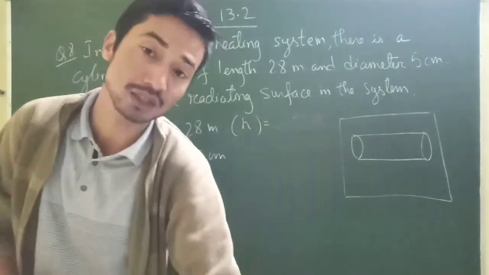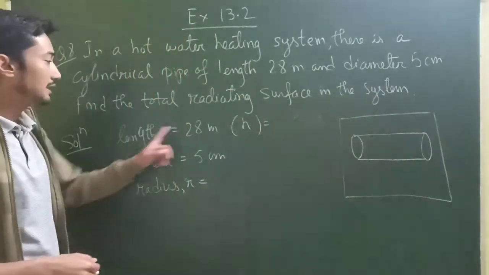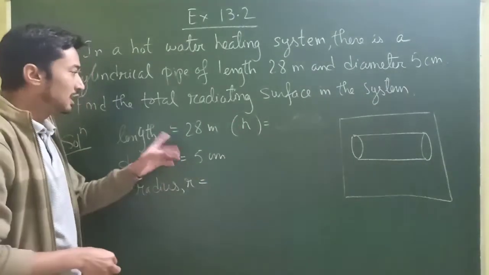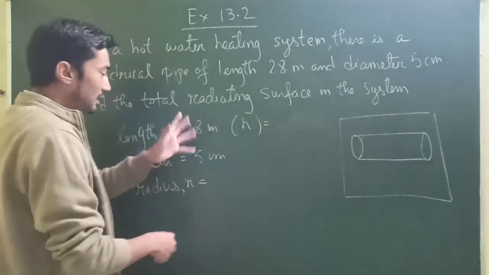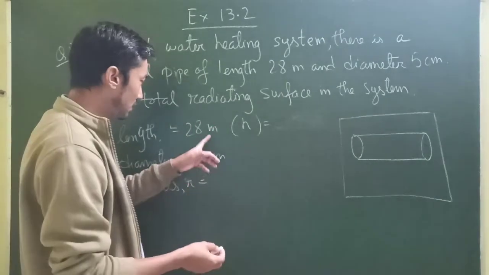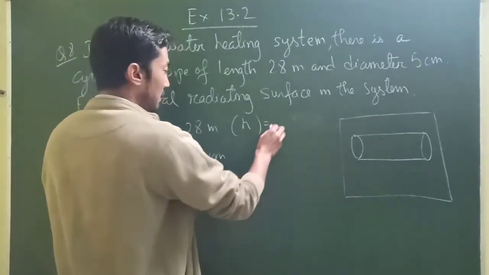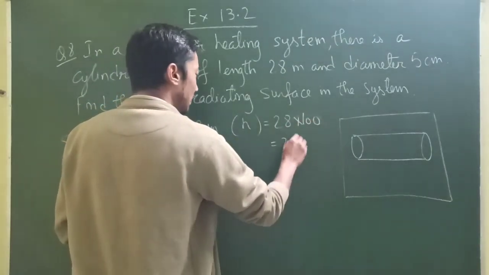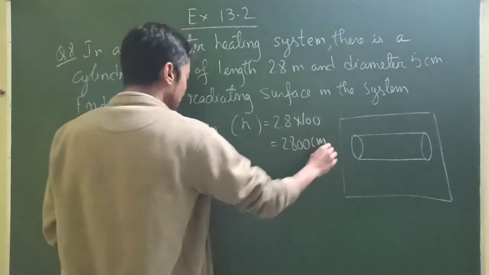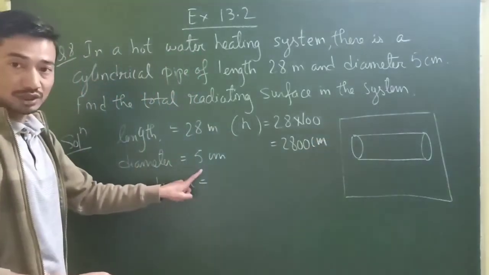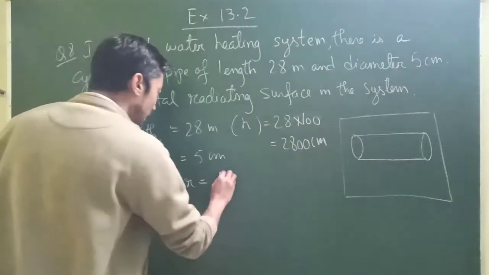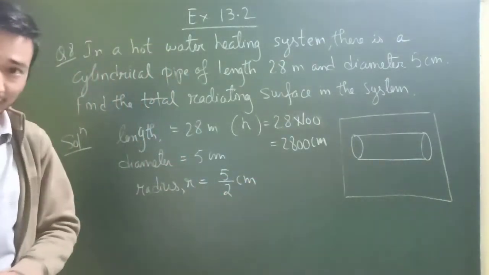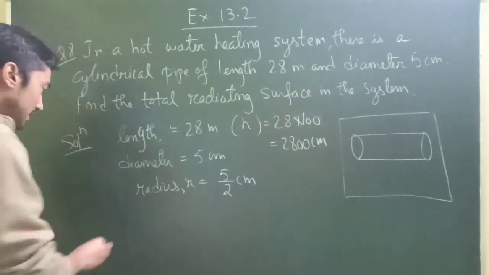So we'll have to find out the curved surface area. Length is given as 28 meter, which is considered as the height. We can convert that to one common unit. So I'll convert 28 meter to centimeter, multiplying 28 by 100. So I'll have 2800 centimeter. Diameter is given to us as 5 centimeter, so radius will be diameter by 2 centimeter. Let it be as it is. So let's find out the curved surface area.